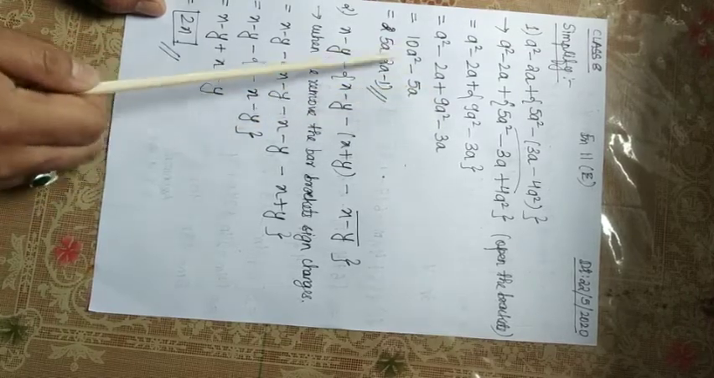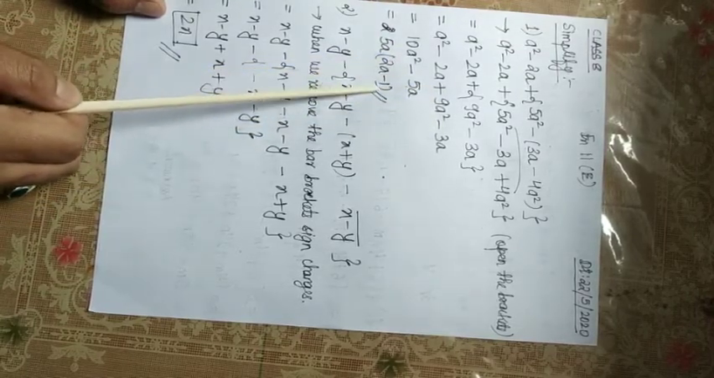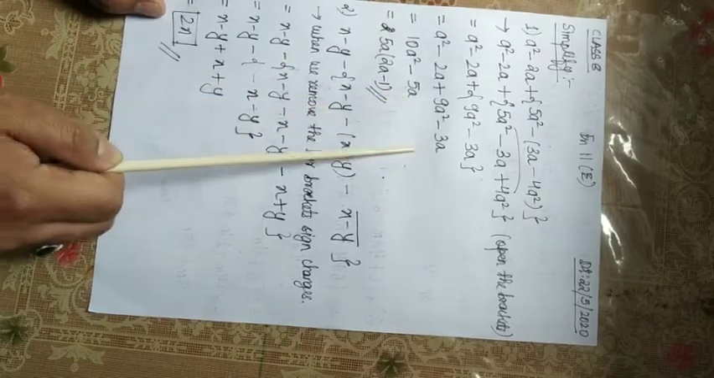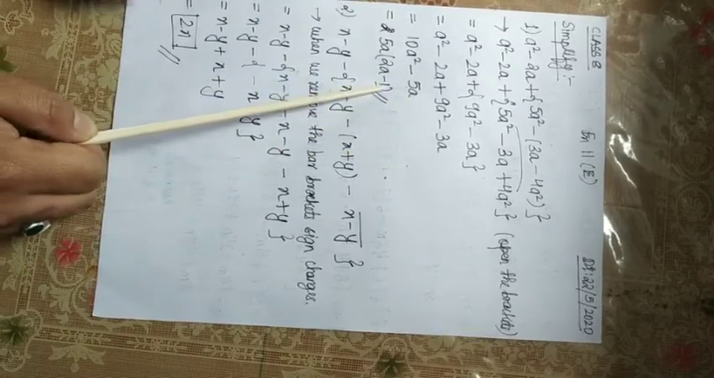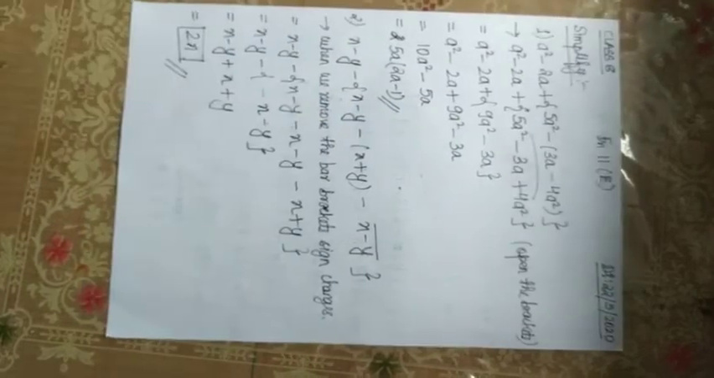And now I can take 5a common. So I'll be getting 2a minus 1. Your answer is still here. You can take common also, no problem. So pause the video to note down.